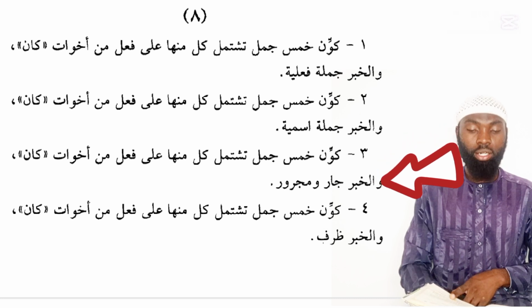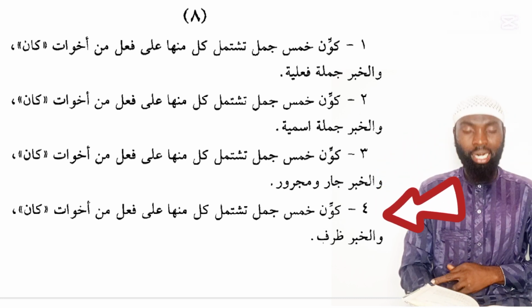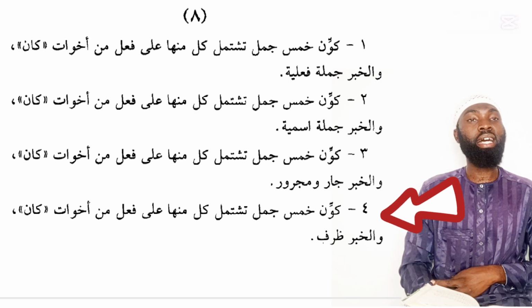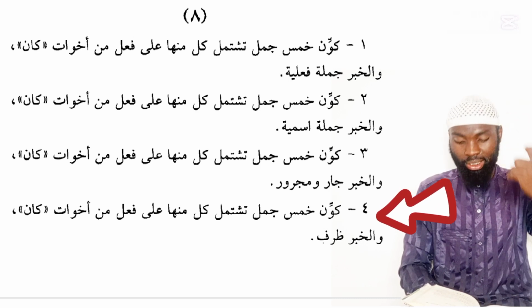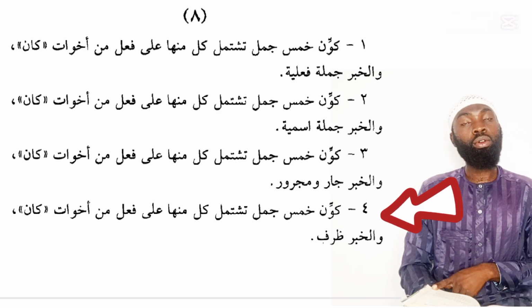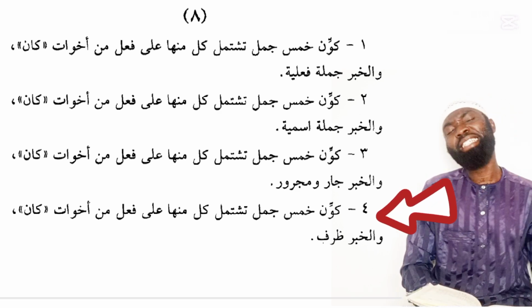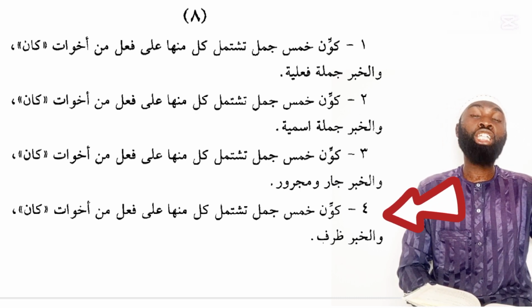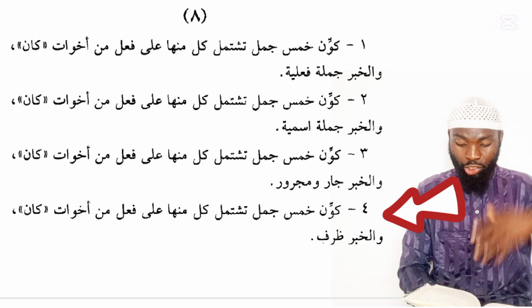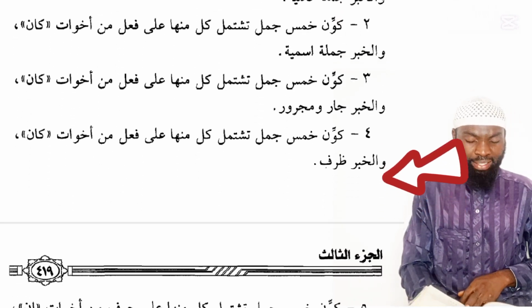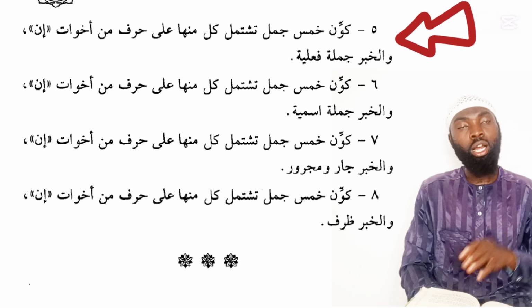Next one says Kawin khamsa jumalin. Form 5 sentences also. Tashtamilu kullun minha ala fi'lin min akhawati kana. Each of them should contain one of the sisters of kana, which is a verb. Wal khabaru dharfun, and the khabar should at this point be an adverb. I can simply say Kanat Aishatu fawqa shajarat. Aisha was on top of the tree.